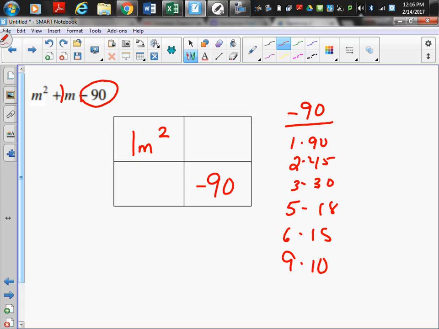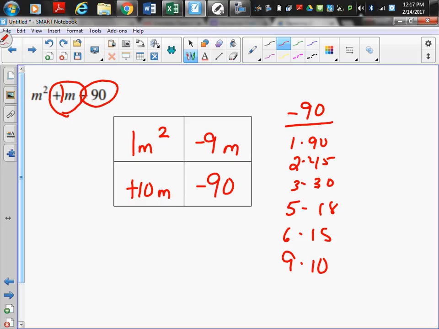Now we have to add to get a positive 1. So that tells me my 10 has to be positive, my 9 has to be negative. So plus 10 and negative 9. You have to add to get this piece right here. 1.